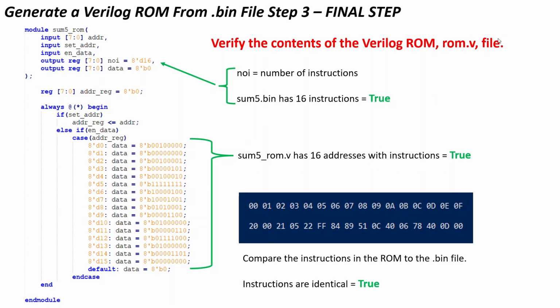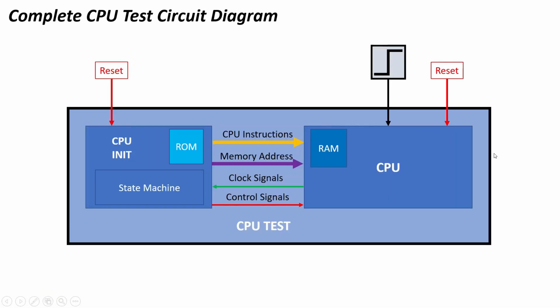So to verify the contents of the ROM, what we're looking for is the correct number of instructions. Remember that reg variable I talked about that contains the number of instructions that will be used by the CPU init circuit. So that is correct. We have 16 instructions, so the value of NOI, which is number of instructions, is decimal 16, which is true. And now the 16 addresses in the ROM contain the correct information that matches up to the hex values of the bin instructions. So that's verified.